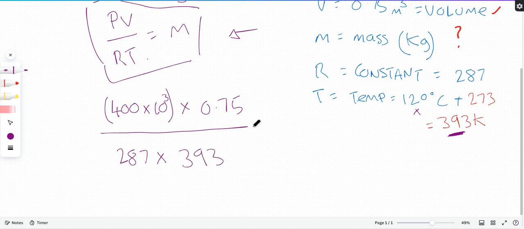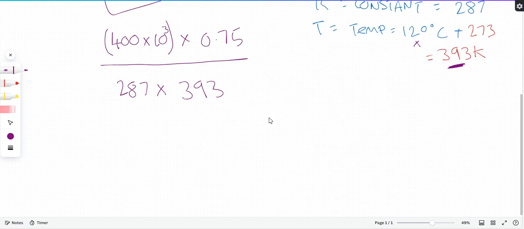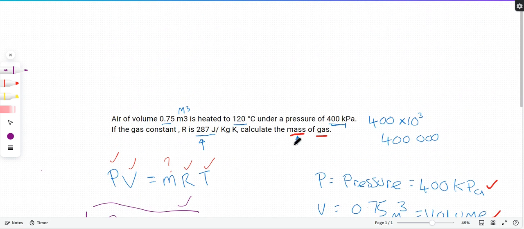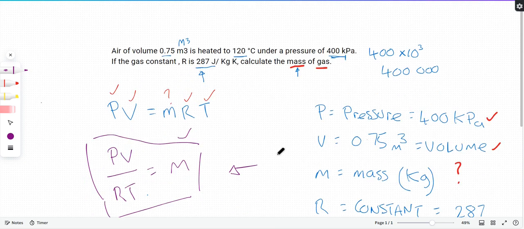You can do it all in one go on your calculator, and it'll come up with the mass of gas, which in this case is 2.66 kilograms. So quite a lot in it. So that's the answer. All we've done is we've found the mass of gas under a certain pressure and a certain temperature. And all we've done is use that formula, which you've seen previously, and just moved it about a bit, and so we can find the mass.